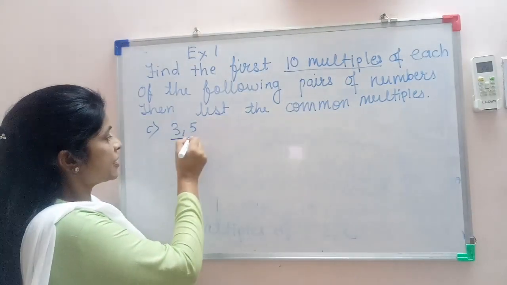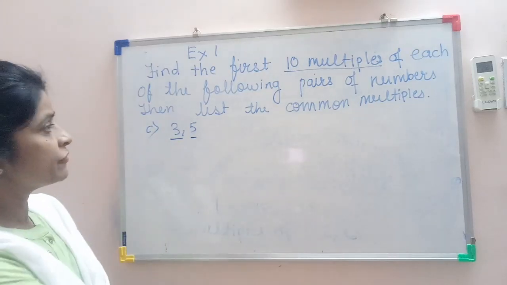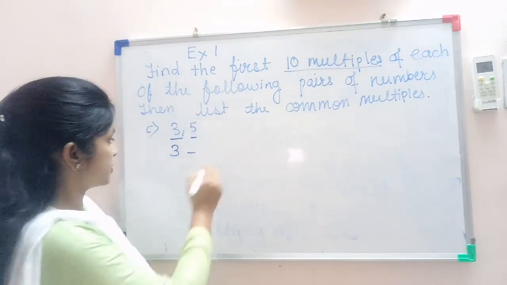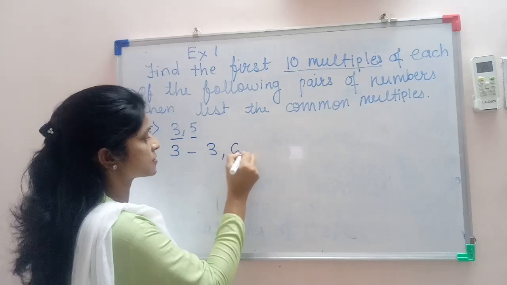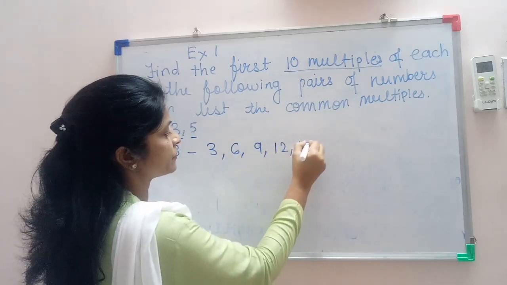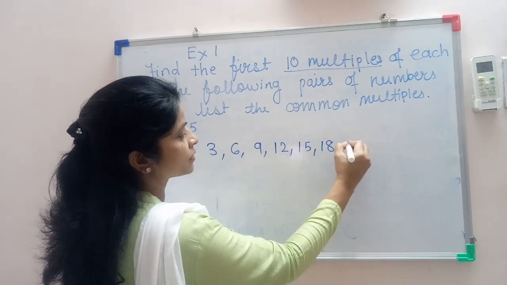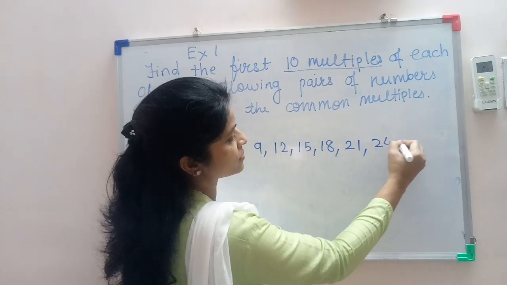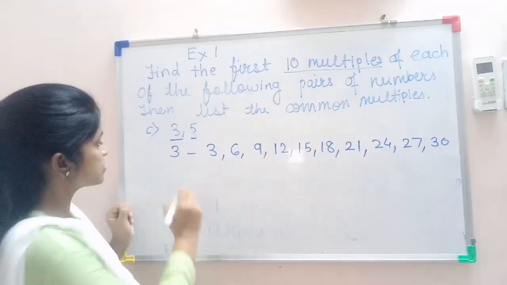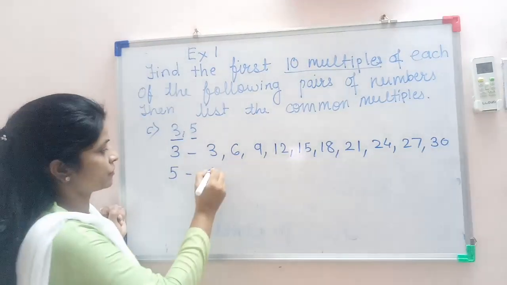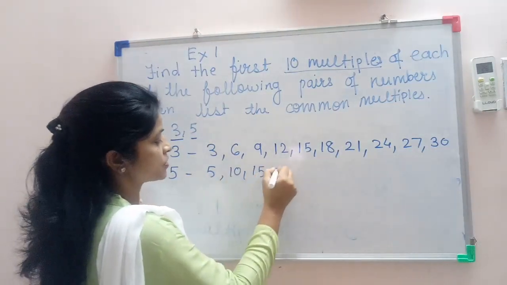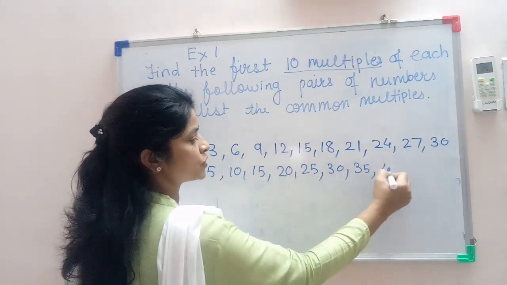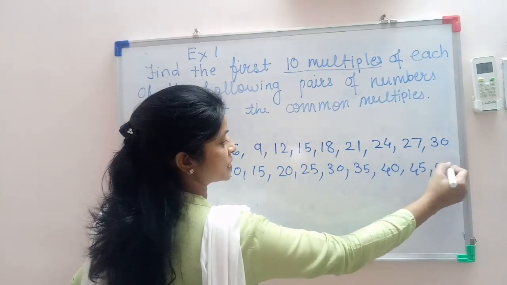Now the pair given is 3 and 5. Now we'll write the first 10 multiples of 3 first. That means the multiplication table of 3. 3 ones are 3, 3 twos are 6, 9, 12, 15, 18, 21, 24, 27, 30. Next, 10 multiples of 5: 5, 10, 15, 20, 25, 30, 35, 40, 45 and 50.